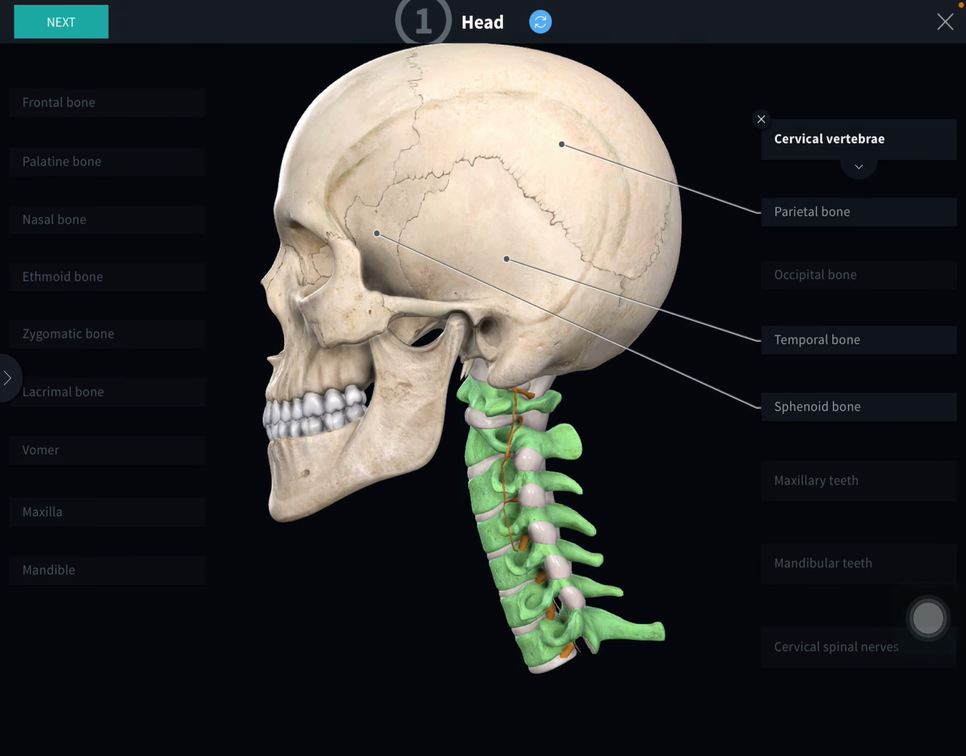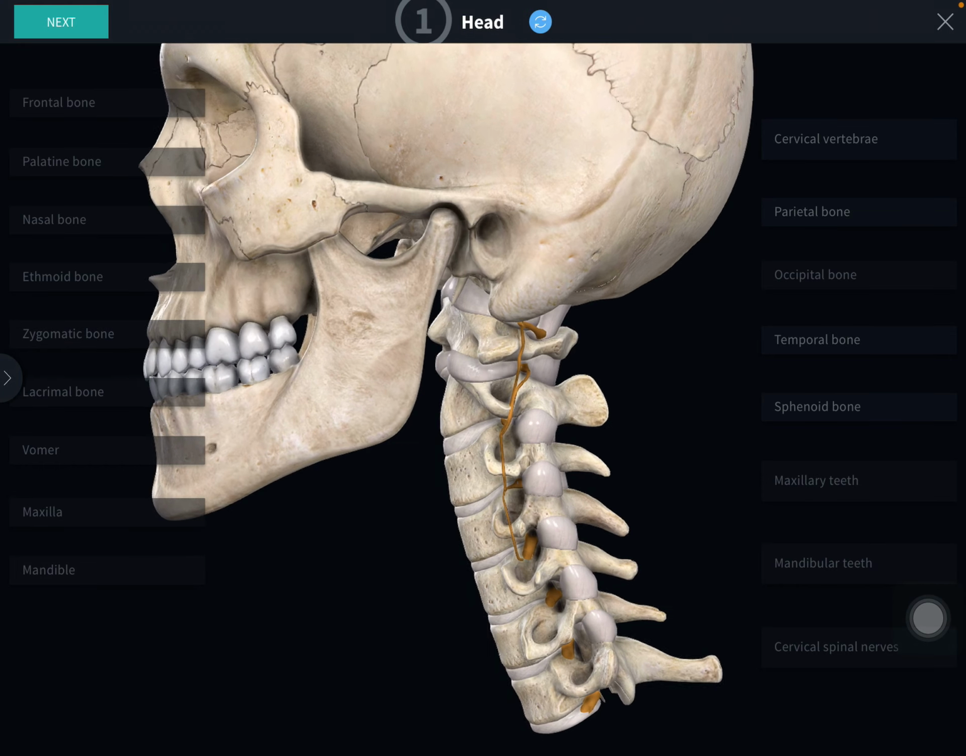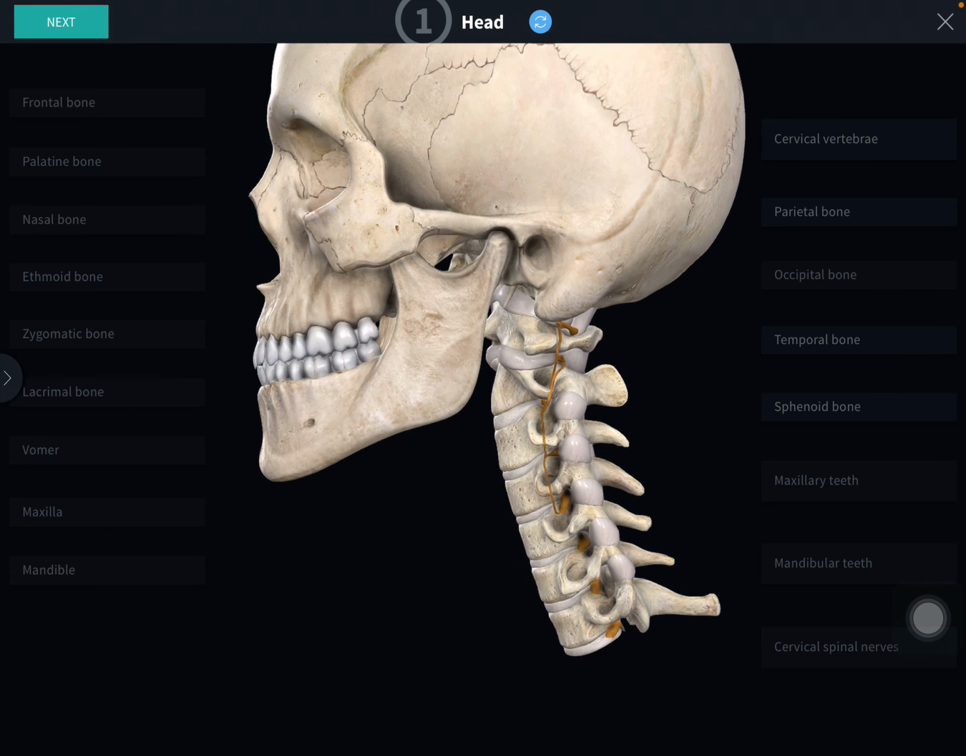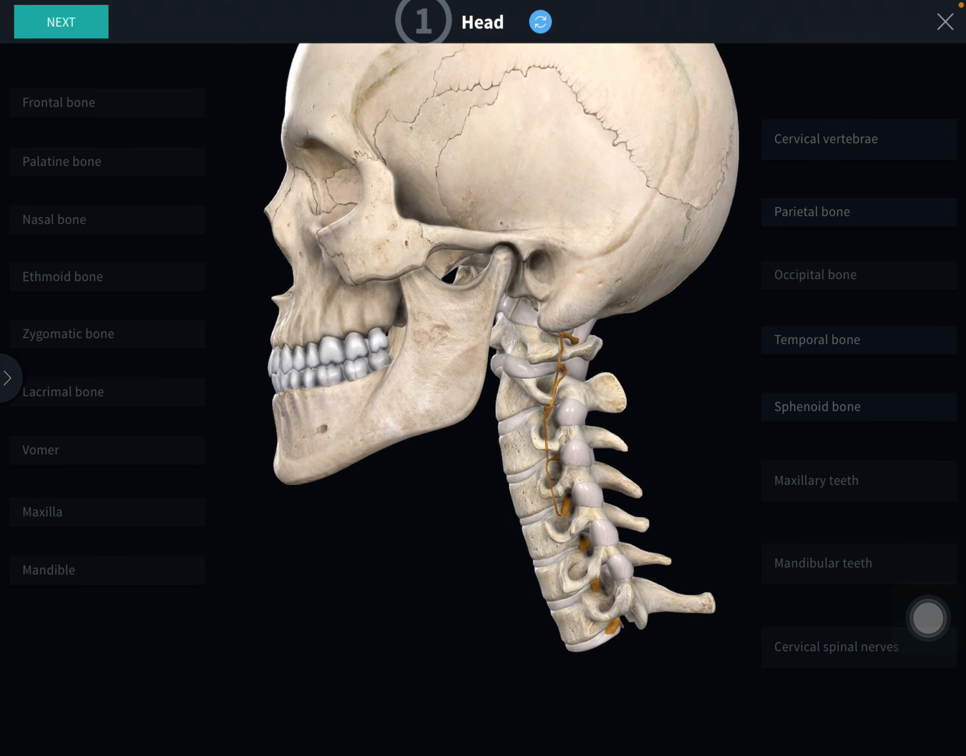These are the cervical vertebrae. The unique feature of the cervical vertebra is the foramen transversarium, through which the vertebral artery traverses.